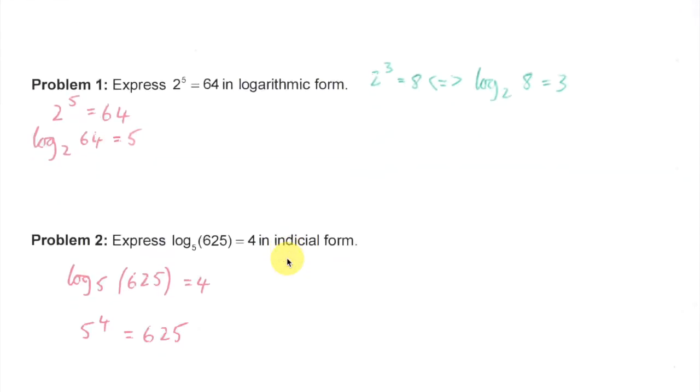I know, not quite yet. Let's rewrite this index form into log form, and we're using that identity here. So 2 to the power of 5 is equal to 64. So log base 2 of the number 64 is equal to 5.